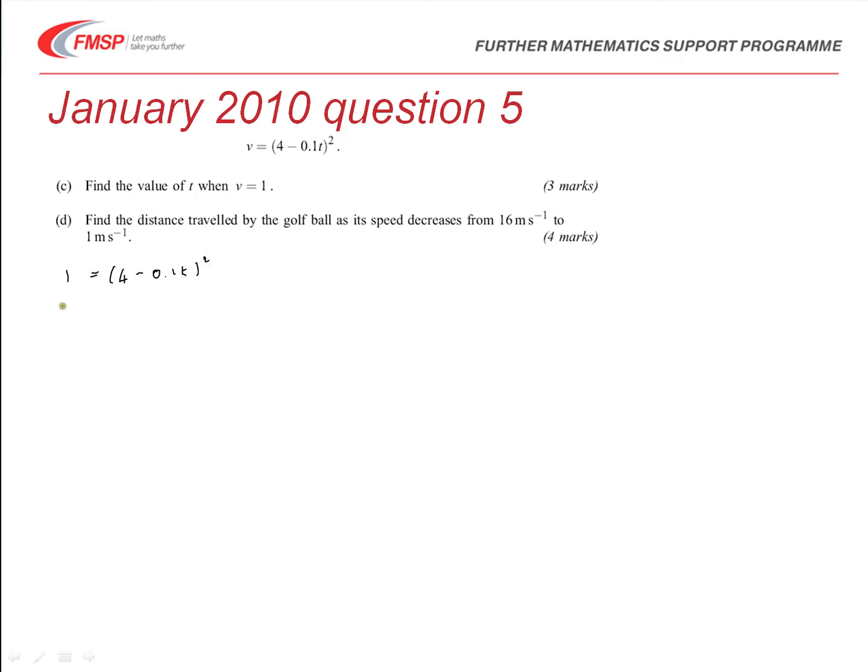So if we square root both sides, that gives 4 minus 0.1t equals plus or minus 1. Rearranging this will give us 0.1t equals 4 plus or minus 1, which will give us either 3 or 5. And so, dividing by 0.1, multiplying by 10, that gives us a t value of 30 or 50.